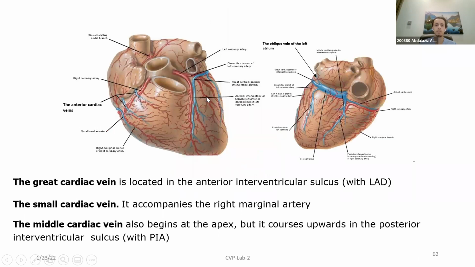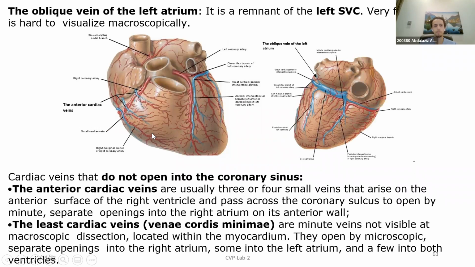So there's three major veins: the great cardiac vein running along with the LAD, the middle cardiac vein running along with PIA, and the small cardiac vein which runs along with the right marginal artery, okay? Almost all veins drain into the coronary sinus, which drains directly into the right atrium. However, there are some small veins right here, the anterior cardiac veins and the least cardiac veins, which drain, all you need to know is that they drain directly into the right atrium, nothing more, nothing less.